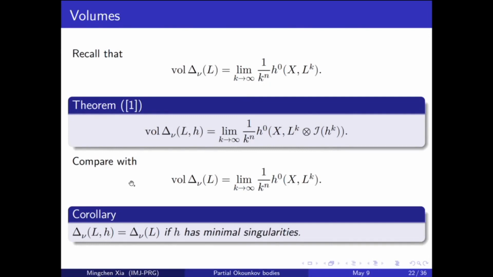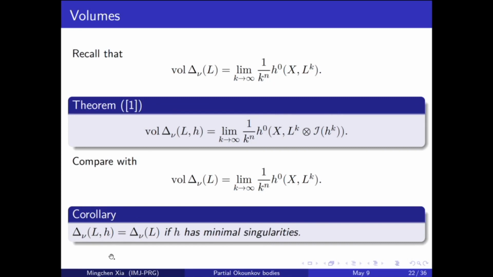If we compare these two formulas together, we see that when H has minimal singularities, then all sections are L2. And then in that case, the right-hand side of the theorem is the same as the right-hand side of the volume formula for the Okounkov body. So that means they have exactly the same volume. And as I explained earlier, the partial Okounkov body is a smaller part in the Okounkov body. So that means they are exactly the same object. As a corollary, when H has minimal singularities, the partial Okounkov body is equal to the Okounkov body.